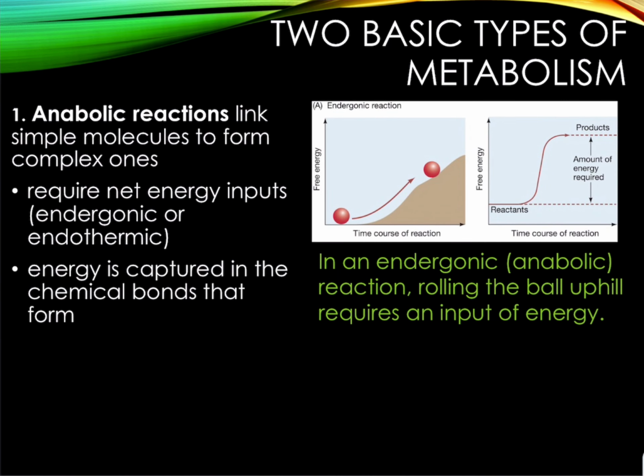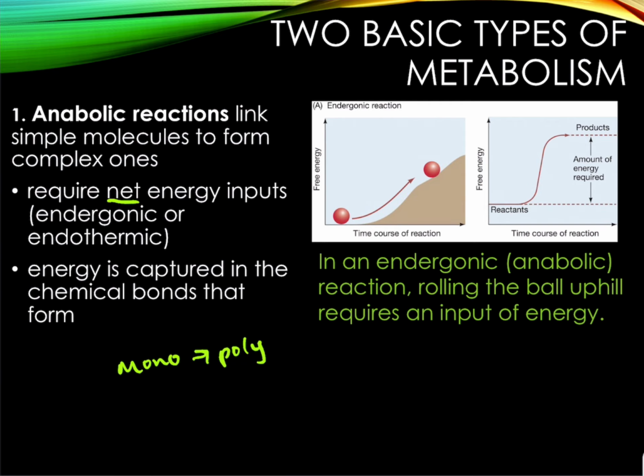One of those two basic types of metabolism is anabolic reactions. These types of reactions link simple molecules to form complex ones. You can think of going from mono to poly, something like that. This is going to require a net energy input. Those can be considered endergonic reactions or endothermic reactions, so they take in a net energy input. I know in chemistry you learn that all types of reactions require energy, and that's true, but this one is saying there's a net energy input. Whatever was released during this reaction is not going to be enough to overcome the amount that was actually needed for that reaction to occur.